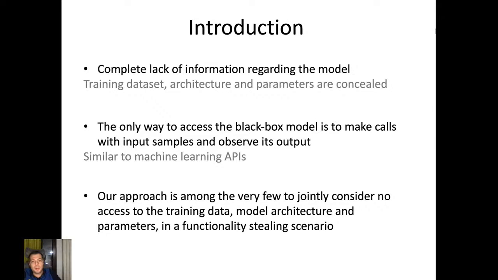For example, a model that is exposed through an API, for which you can only have access to the output for some input images that you pass to the model. So you don't know anything about the architecture of the model, the hyperparameters, the weights, and so on. All this is supposed to be concealed, even the training data set. So the only way to access it is to make this API call.